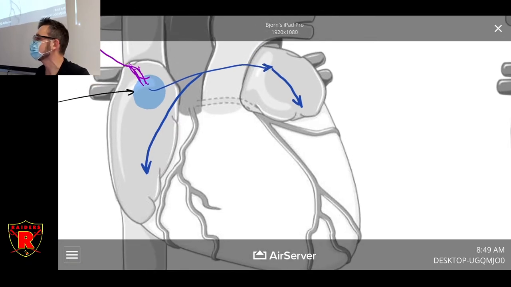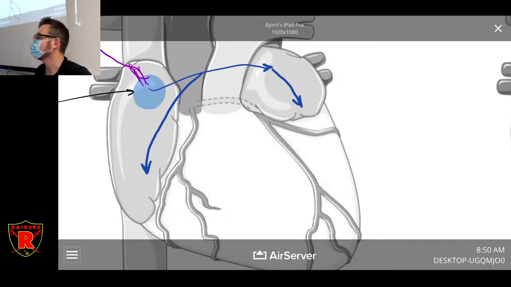What's the function of the atriums? Does anybody remember what they do from yesterday? What's their purpose? You want to take a shot at it? To collect blood. Sure. They are collecting it and then doing what with it when they contract? Where do they push it? Into the ventricle. Yeah, you absolutely got it. Into the ventricle. So their job is to fill the ventricle.